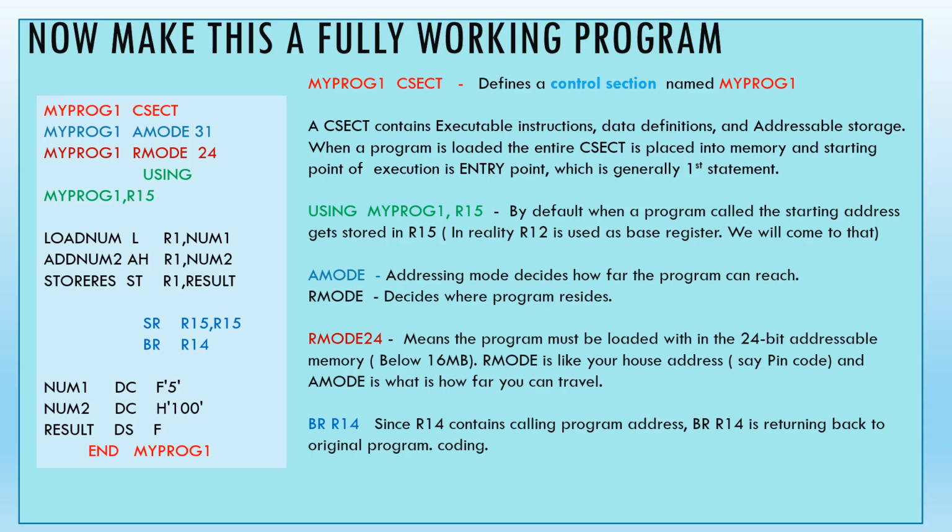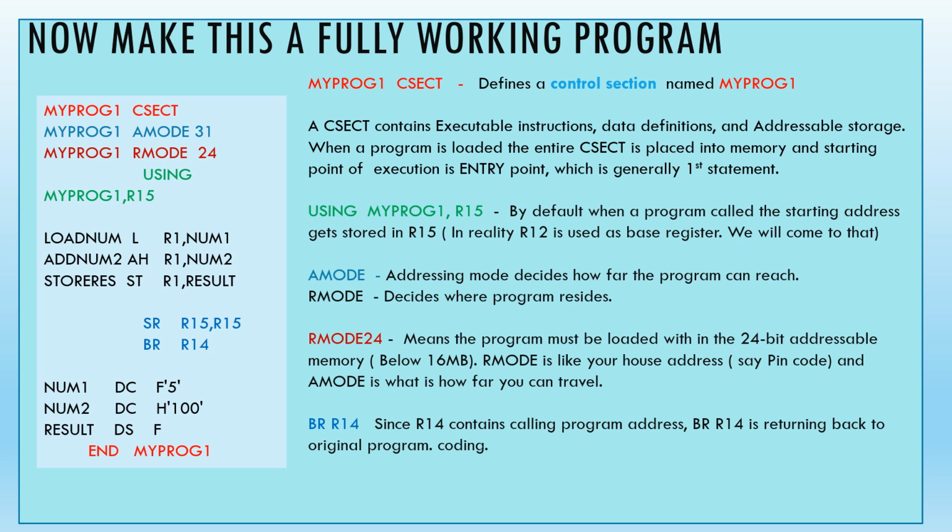So we are trying to make this a fully working program. Again, this is not the complete working program, but at least what we are seeing till now is this snippet. We are trying to add a few more things here and a few more in the end. The first one, if you look at, is a CSECT. You are seeing MYPROG1 CSECT, and MYPROG1 is a program. It is called a CSECT, which is a control section.